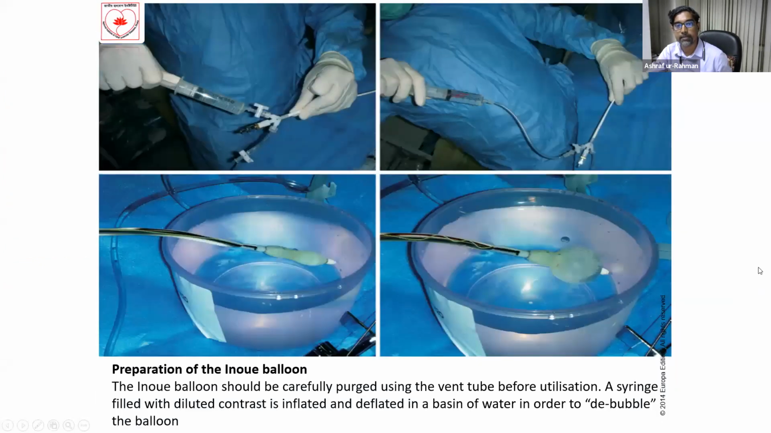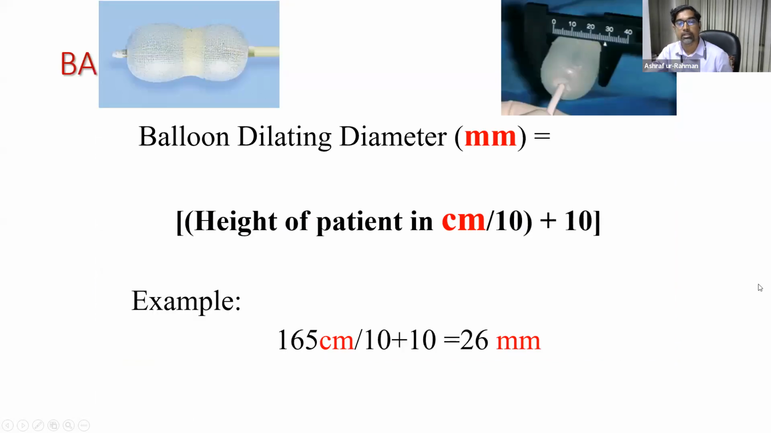This is the Inoue balloon. We have to debubble the Inoue balloon by a syringe filled with diluted contrast, and it is inflated and deflated in a basin of water, so that no air bubble is left in the Inoue balloon. And we have to measure the balloon diameter according to the patient's height in centimeter. Say if her height is 165 centimeter, we divide it by 10 and add 10. So it comes to a size of 26 millimeter. This is the sizing of the Inoue balloon according to the patient's height.